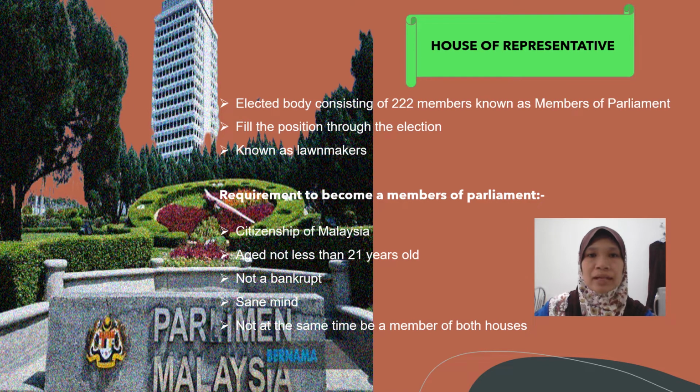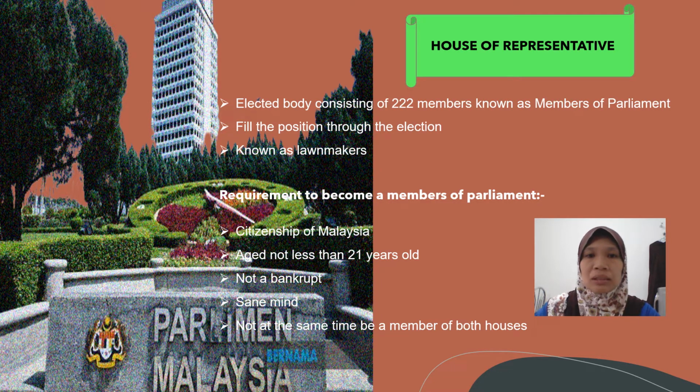House of Representatives. The Dewan Rakyat, or House of Representatives, shall consist of 222 elected members, each representing a parliamentary constituency. A general election is held every 5 years to elect members of the House of Representatives, also known as lawmakers. The party with the most elected members can form a federal government to rule the country.